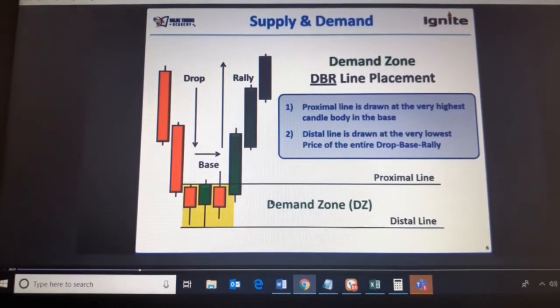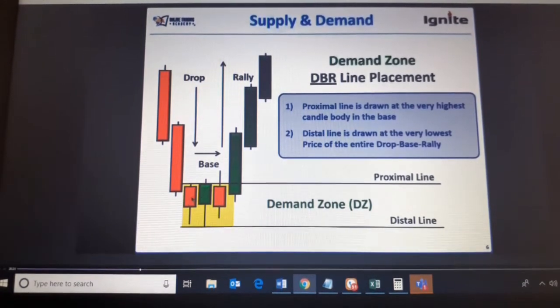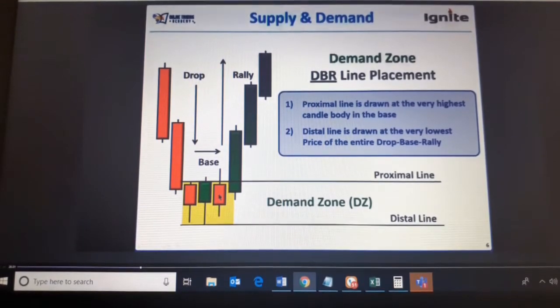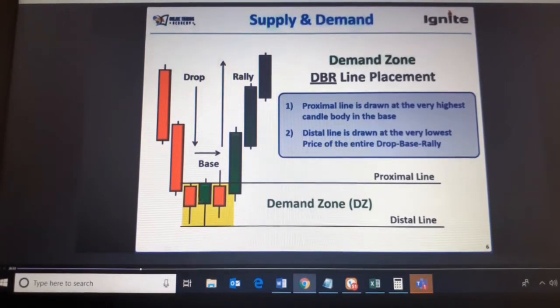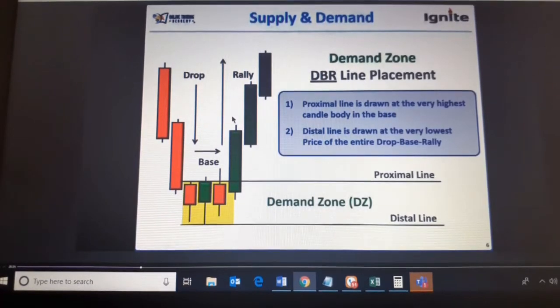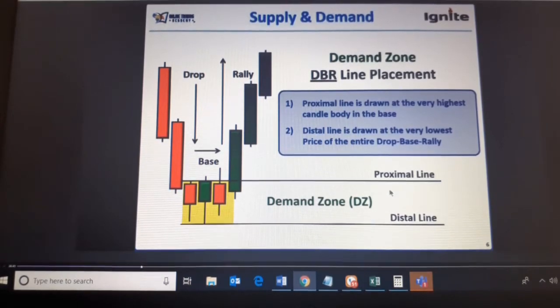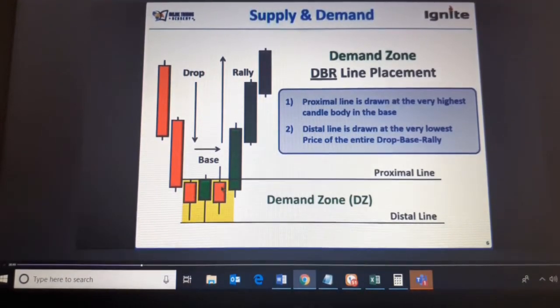Okay. Now, can you see there are three bases over here? 1, 2, 3. Three bases over here. Everybody can see this. There are three bases here in this drop base rally, right? Now see where the proximal line is coming. If somebody has a confusion, now this is drawn by the second method.